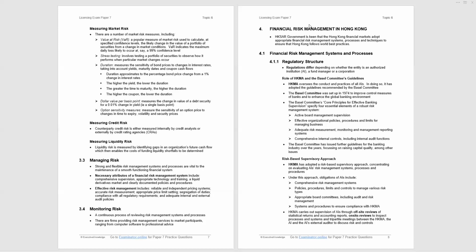Effective risk management includes reliable and independent pricing systems, accurate risk measurement, appropriate price limit setting, segregation of duties, compliance with regulatory requirements, and adequate internal and external audit policies. And again, they could set you a question asking you which of the following are effective risk management procedures. And finally, the fourth step is the ongoing monitoring of risk. There should be a continuous process of reviewing your risk management systems and processes, and there are firms available that provide risk management services, from computer software to professional advice.